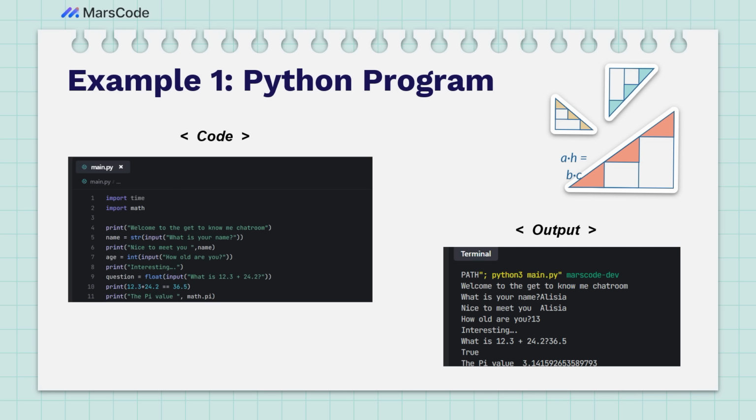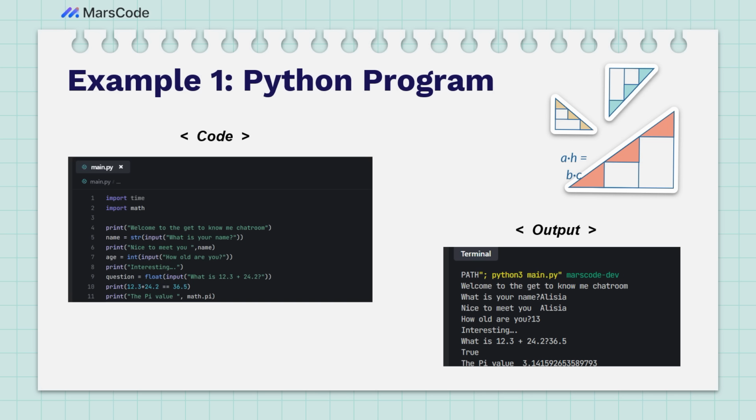Now, once this code is run or is successfully checked, you can see that it's giving this output here on my right side. And the output is welcome to get to know me chat room. And you can see it saying, what is your name? And I put in my name is Alicia. It's saying, nice to meet you, Alicia, because remember that Alicia is the variable. And then it's saying, how old are you? And I'm saying 13, and it says interesting.